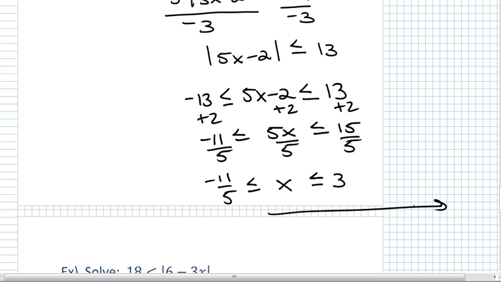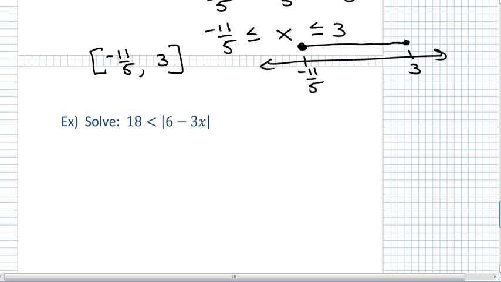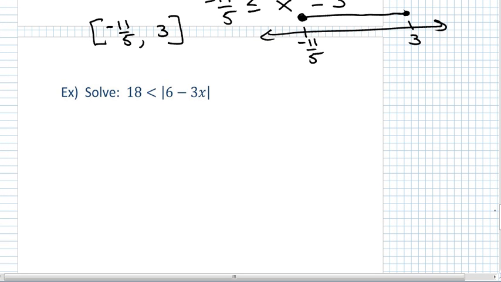And therefore, when we do our absolute value, it's going to be a closed circle here, a closed circle there, and it's going to be between the two. When we write it as an interval, -11/5 comes first, and 3 comes second, and they're both brackets because it's equal to.